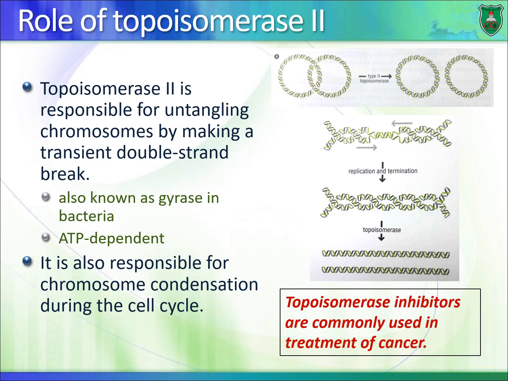Now, because DNA topoisomerase 2 is important for DNA replication, for DNA division, inhibiting topoisomerases, whether one or two, can prevent cells from dividing as a result of blocking DNA replication. And as a result, topoisomerase inhibitors are used in the treatment of cancer to stop DNA synthesis and cell growth and proliferation.